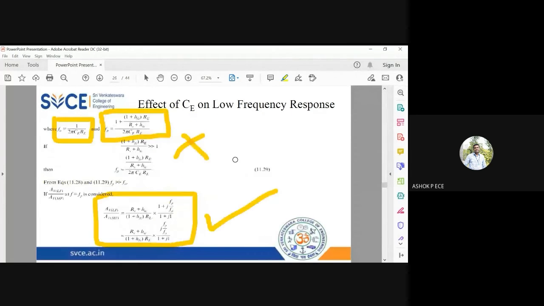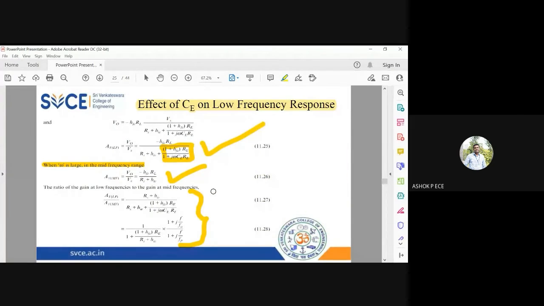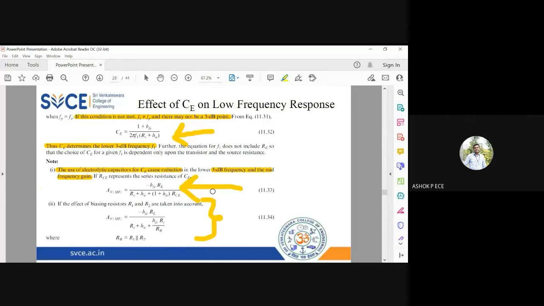Essentially, what we are finally concluding is, whenever you have a bypass capacitor parallel to RE, this CE is going to affect which part of my voltage frequency response. It is going to affect two things. First, it is going to affect the lower 3 dB cutoff frequency F1, and it is going to affect the voltage gain, the mid-band voltage gain. Okay, that is going to be affected by the use of CE.